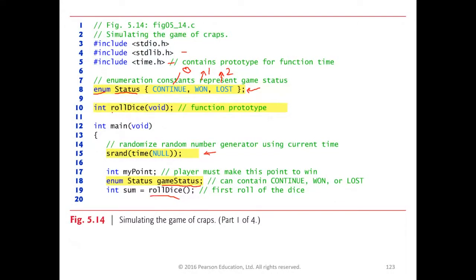And what is the rollDice function? Well, the rollDice function prototype is here. It does not receive any argument. It returns an integer, and that integer is going to be the sum of the two randomly rolled dice that we have. We will look at the definition in a little while, but this is just going to use the rand function to generate integers between 1 and 6. It's going to do that 2 times because we have 2 dice.